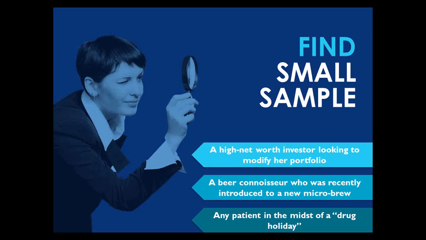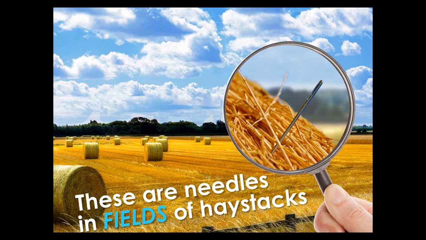that's a small sample. If you were a manufacturer of spirits and you were looking for a beer connoisseur who was just recently introduced to a new microbrew, for instance, or extrapolate from here, again, it might be one thing to find these people, but to find them at this particular point is tricky. And from the pharmaceutical perspective, any patient who's in the midst of what is called in the industry a drug holiday is a tricky person to find. Never mind that you've got people in some cases in orphan diseases or other small indications. So finding a small sample can be kind of tricky.